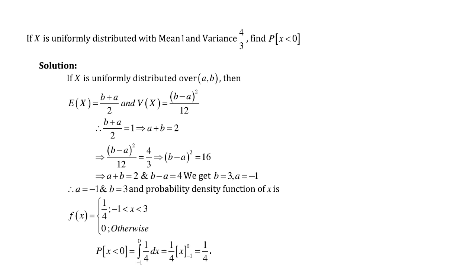So by equating this, we will be getting the value of a to be minus 1 and b to be equal to 3. So from these intervals, we can determine that f of x is going to be equal to 1 by 4, where x varies from -1 to 3. They have asked us to find the probability of x less than 0. So the upper limit is going to be 0 and the lower limit is -1. So integral from -1 to 0 of 1 by 4 dx is going to give us the value as 1 by 4.